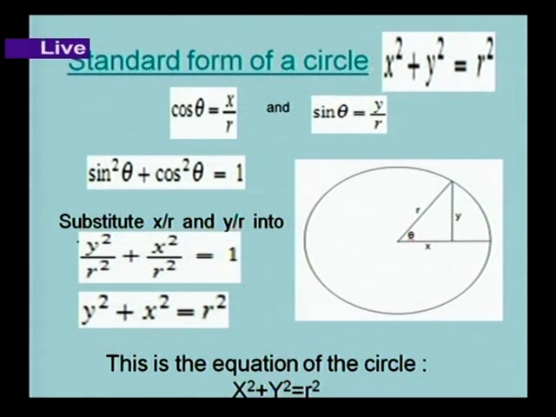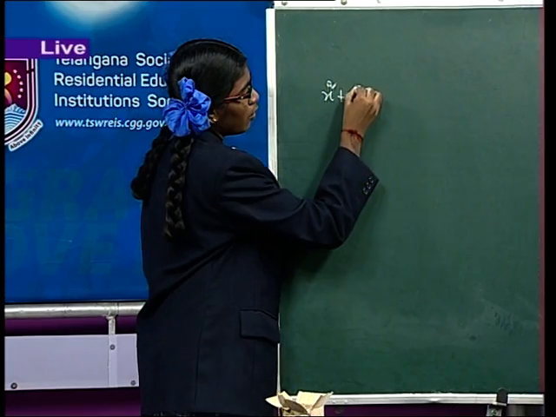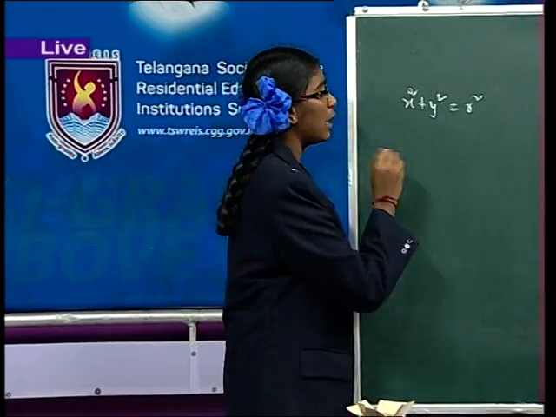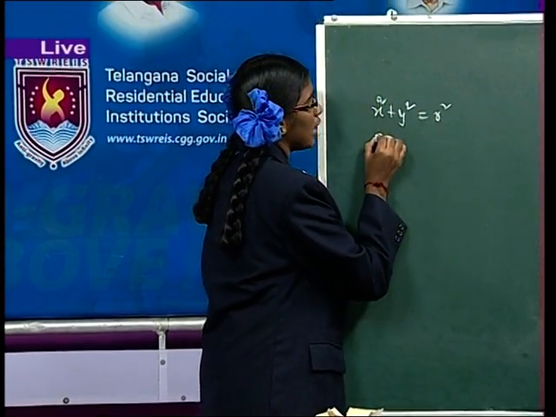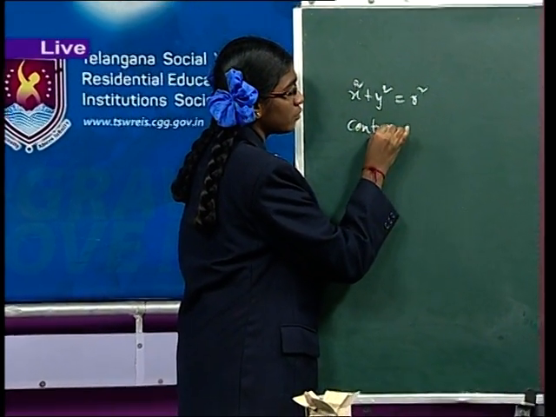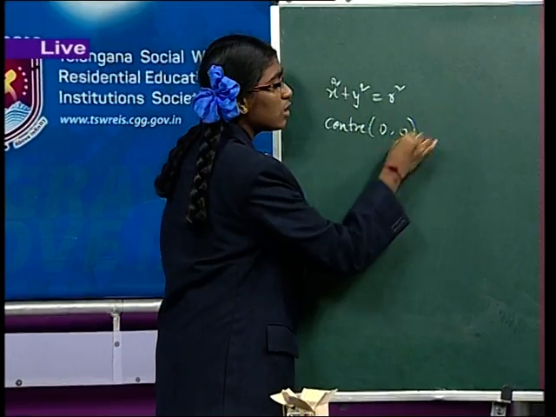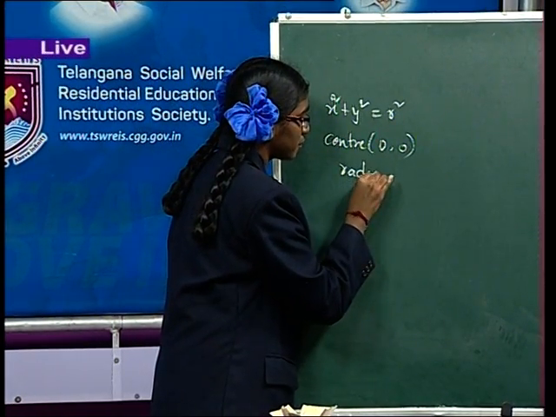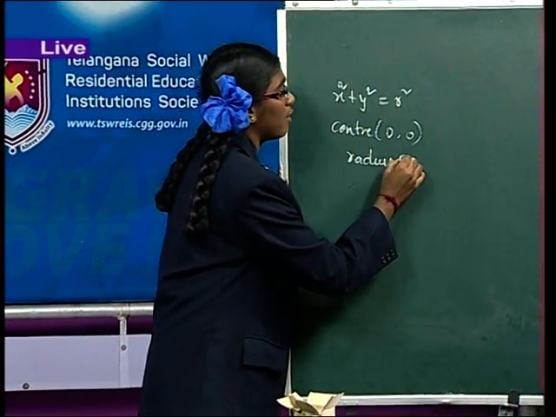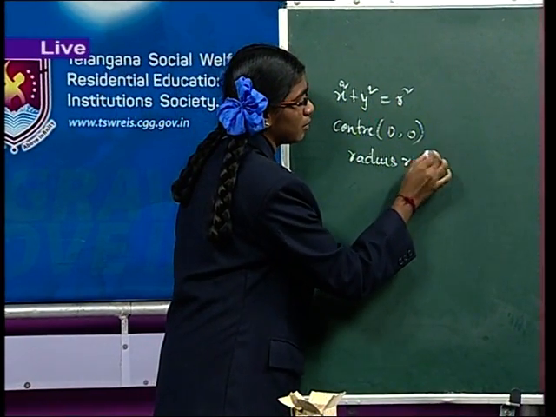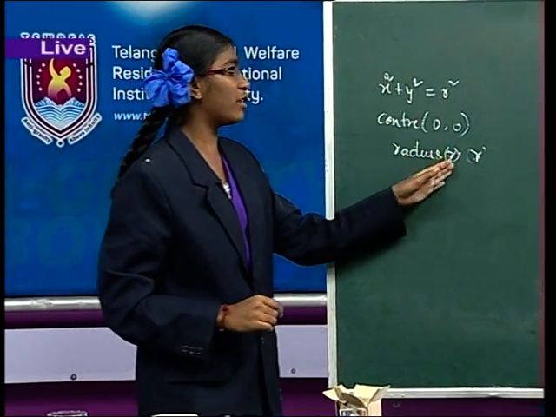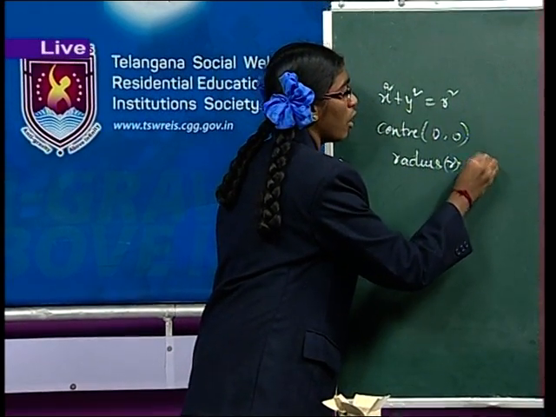What is the center for this? Here x square plus y square is equal to r square, the standard form of a circle. What is the center? The center is 0, 0. And what is the radius? The radius is r. Here we are showing our radius symbol with r.